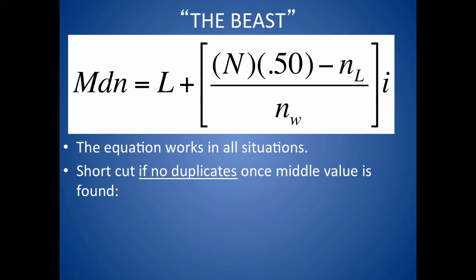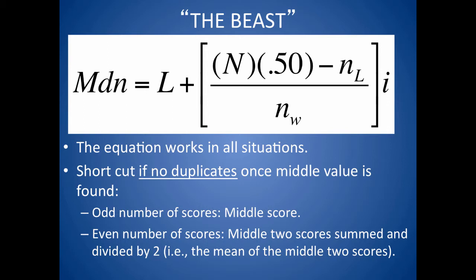There are shortcuts, and it's always worth trying the shortcut first because you'll know if the shortcut's going to work or not. To use the shortcut, if there are an odd number of scores, you rank order them from high to low, find the middle value, then ask the question: are there duplicates of that value in the data set? If there are, you need to use the beast. If there aren't, you have found the median and you can continue.